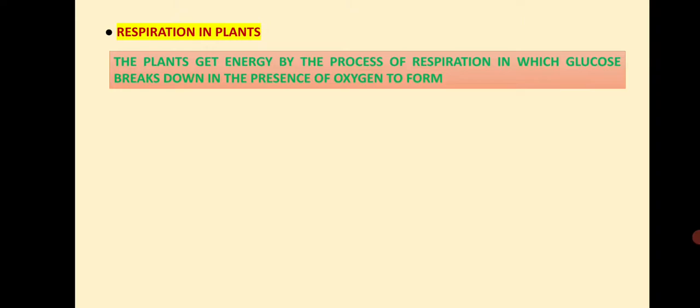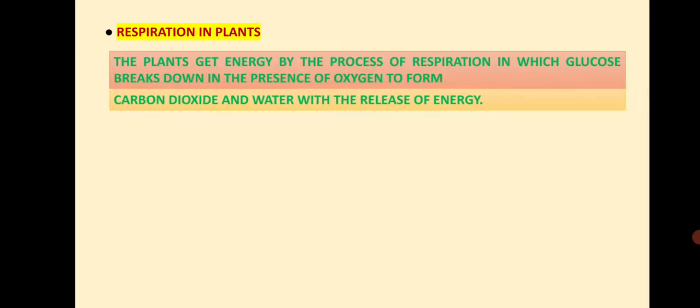They get energy by the process of respiration, in which glucose breaks down in the presence of oxygen to form carbon dioxide and water with the release of energy. Plants get energy by the breakdown of the food they produce, because green plants are autotrophs, and they can manufacture their own food by the process of photosynthesis. So they are autotrophs.